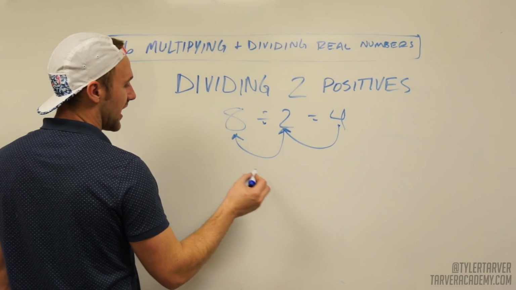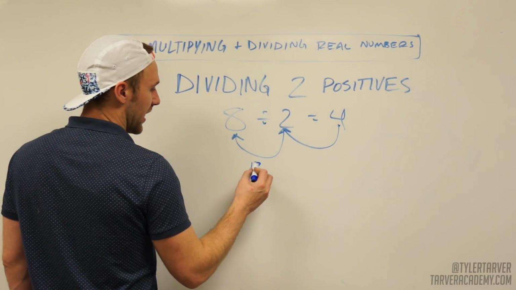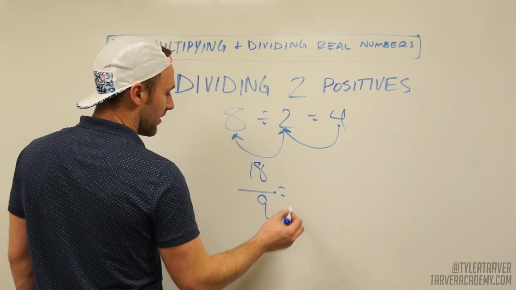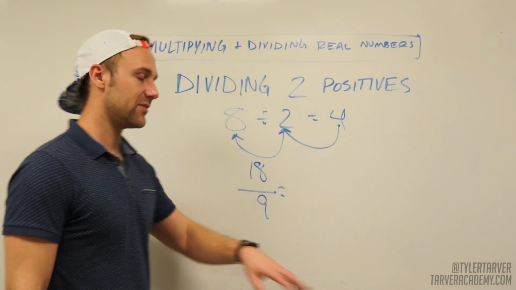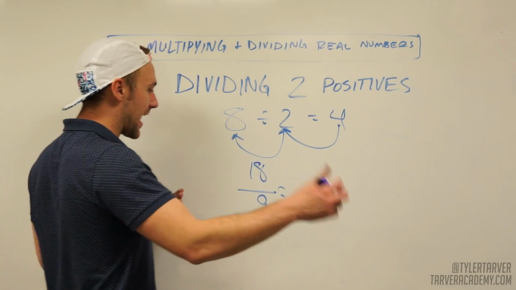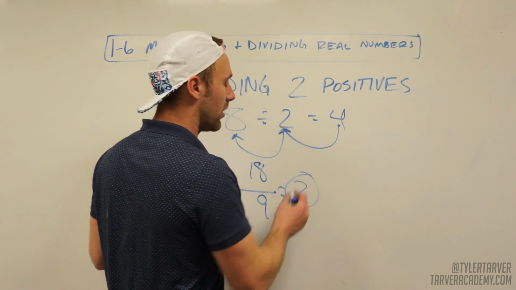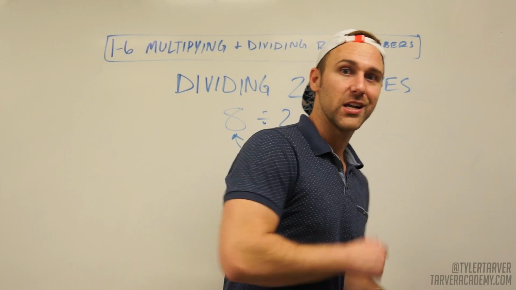So let's say we've got, let's do 18 divided by 9. Two positives, when you divide them, it's going to stay a positive. You know that. Forget about it. 18 divided by 9 is 2. And you're done.